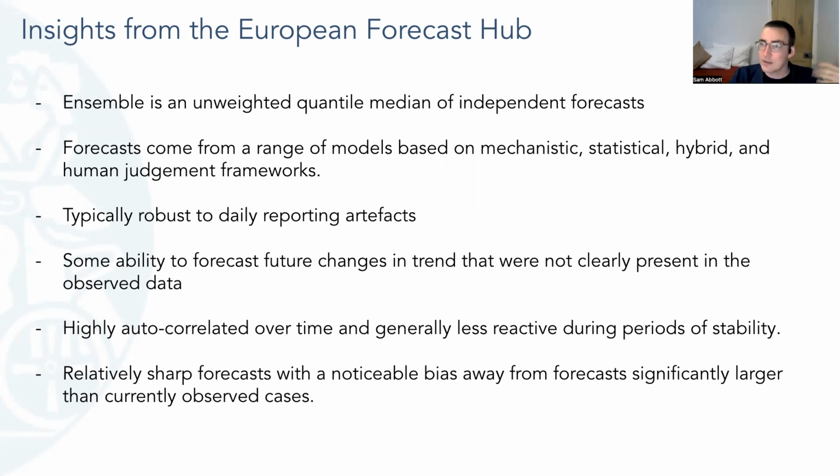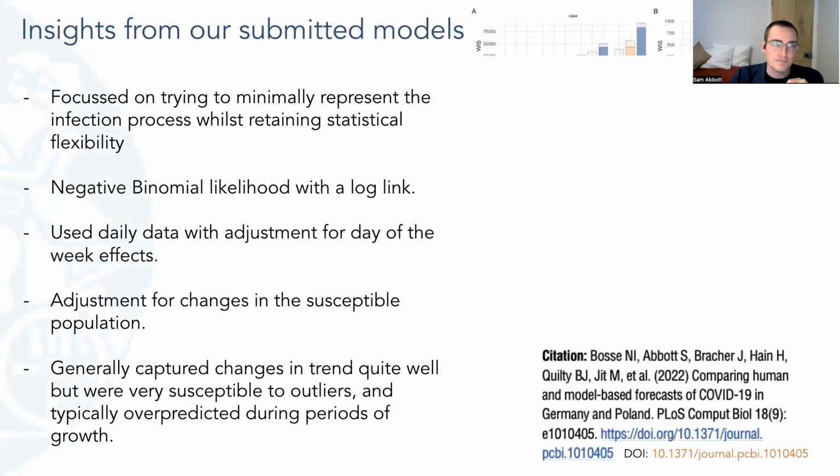Which again is not necessarily a good or bad feature, but it is a feature we observe in the forecast ensemble. And then I think finally, relatively sharp forecasts with perhaps a noticeable bias away from forecasts that are significantly larger than currently observed cases. So what I mean there is, when you're near somewhere that looks like peak incidence, it's more likely to predict a downturn than it is an uptick in cases, which again is not necessarily good or bad behavior, but it's just the kind of emergent behavior we see.